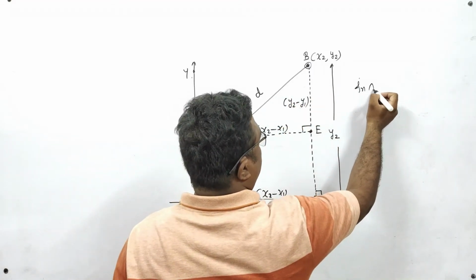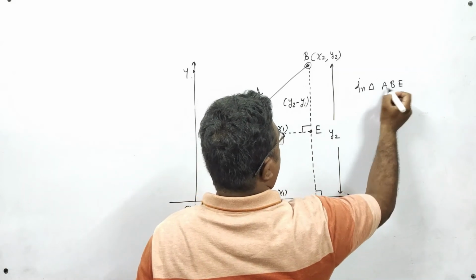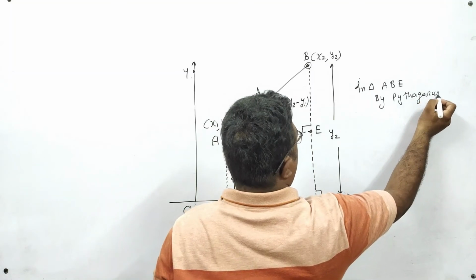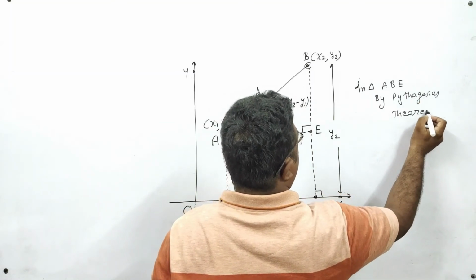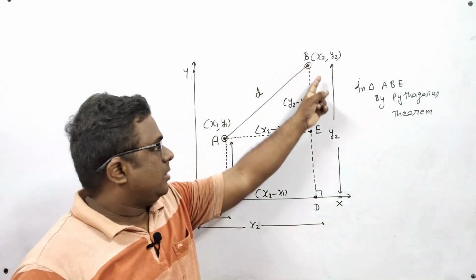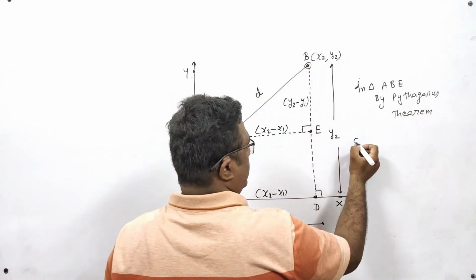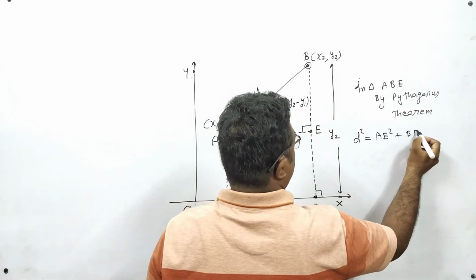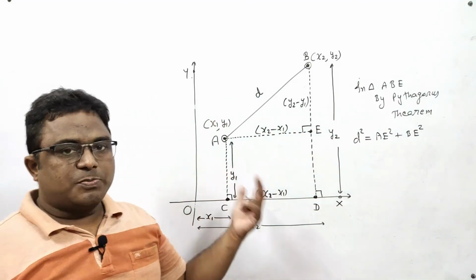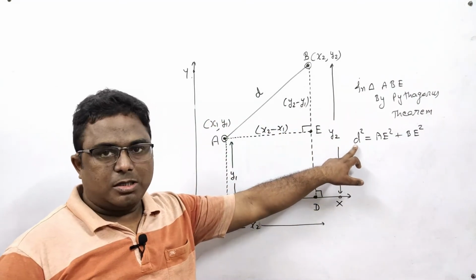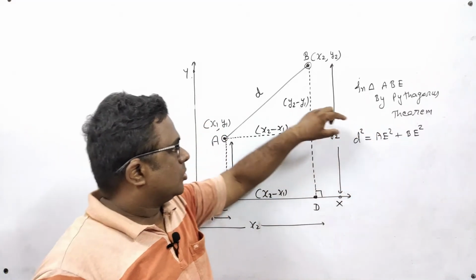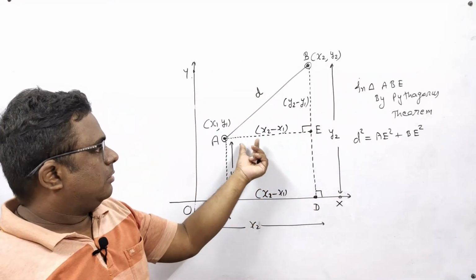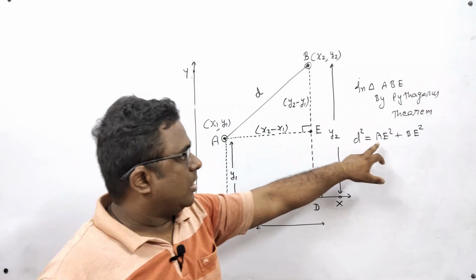Now in triangle ABE, apply the Pythagoras theorem. So d square is equal to AE square plus BE square. Is that clear? What is the Pythagoras theorem? That hypotenuse square is equal to base square plus perpendicular square. So this angle is 90, so AB is the hypotenuse. So it means d square is on this side and AE square and BE square are on this side.